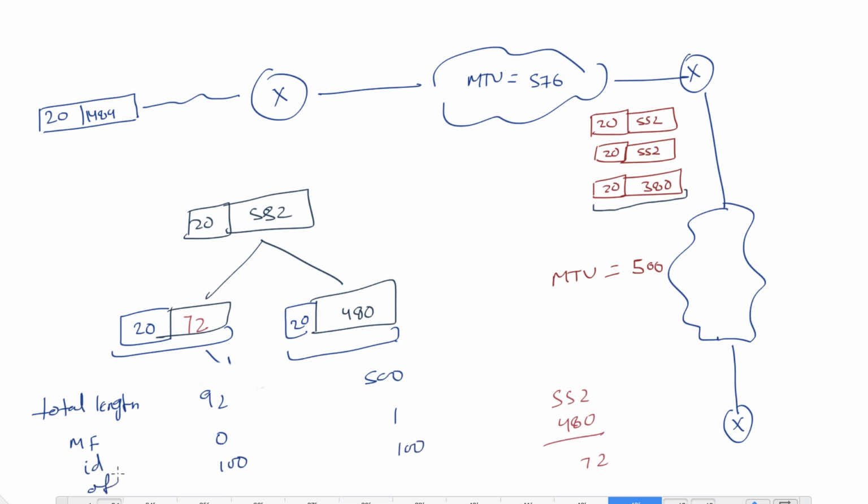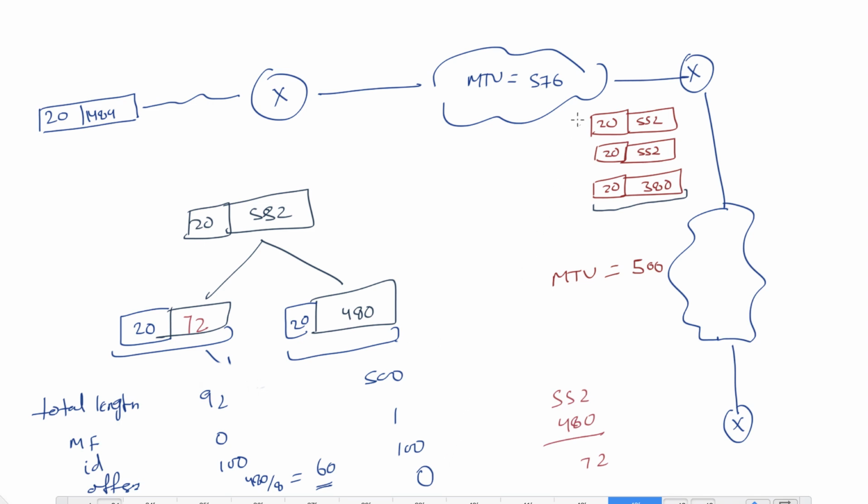And what will the offset be? Offset, this is not following anything. So first, this is the first packet, then this will be having offset of 0. This is following 480 bytes, so 480 upon 8, which is just 60. So offset is 60 here, right? I hope you got it. So this is how we can even fragment the fragmented packet further.